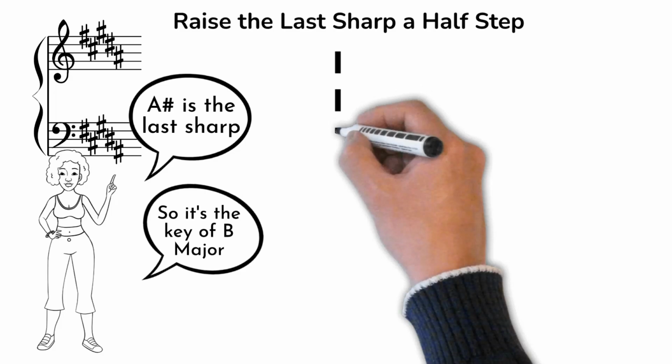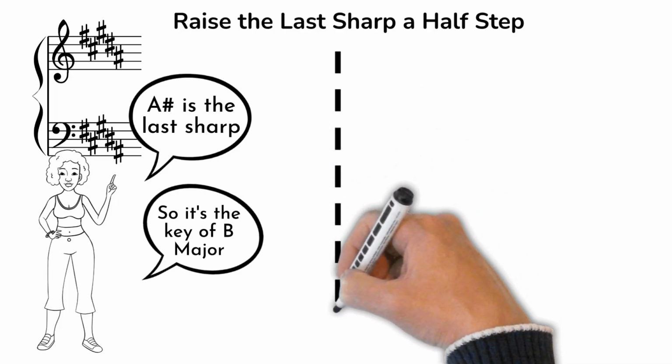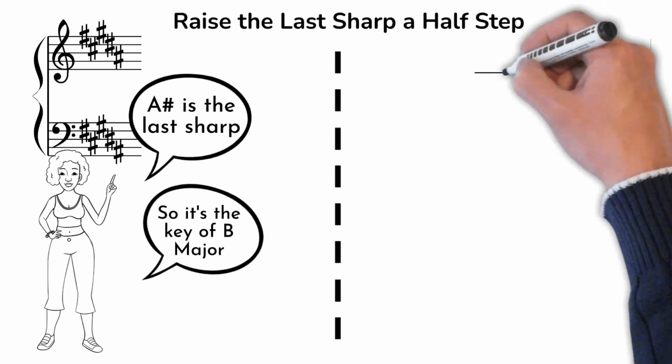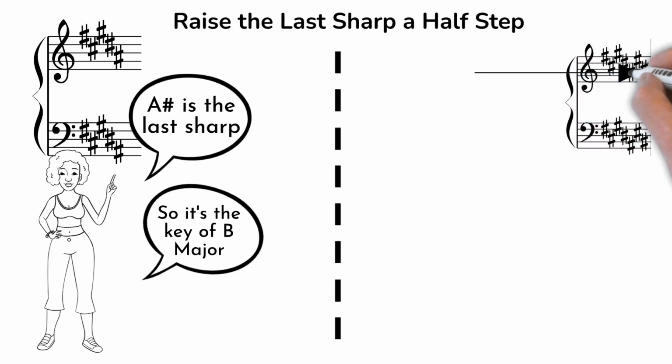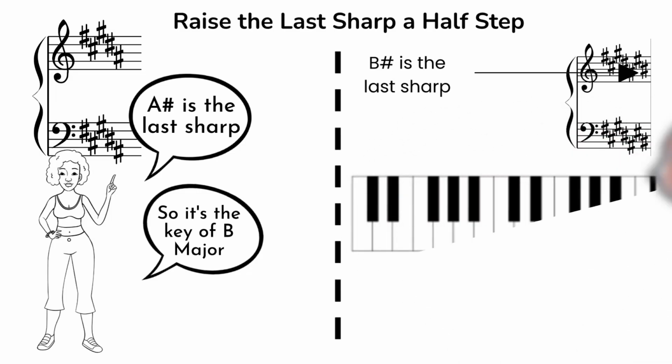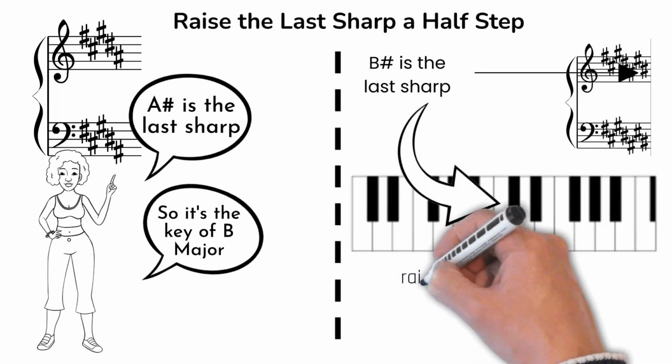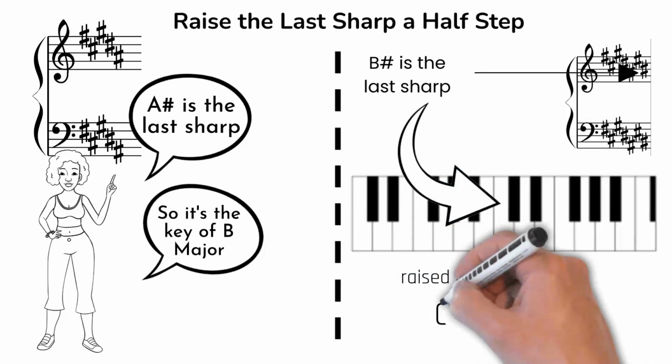Let's take one last example. If a key signature has 7 sharps, they will be all the sharps from the order of sharps. As a result, the last sharp will be B sharp. Raising this a half step results in the key being C sharp major. Keep in mind, B sharp is the same pitch as C, so raising B sharp a half step provides C sharp, not C natural.